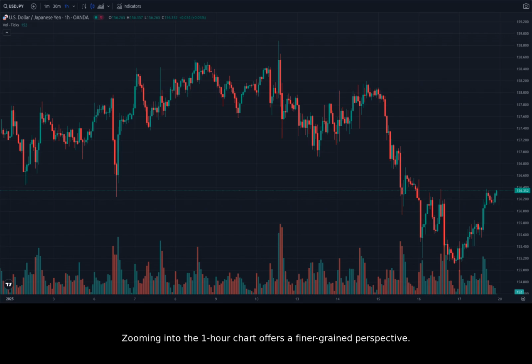Zooming into the 1-hour chart offers a finer-grained perspective. We can see more specific details of the daily movements. There is a slight downward trend. This recent downward movement corresponds to the more cautious forecasts we saw earlier. This is why it's useful to view candlestick charts in multiple time frames.